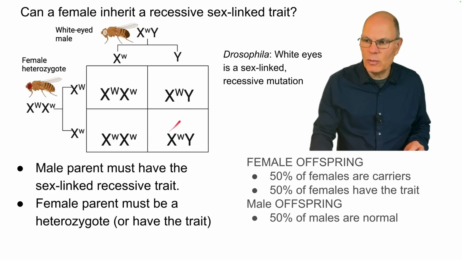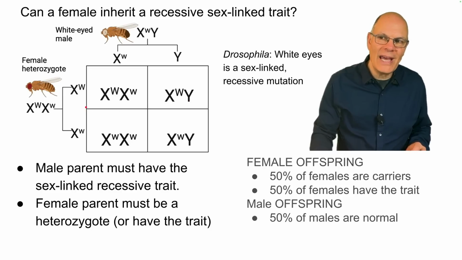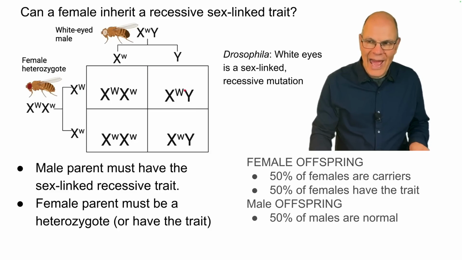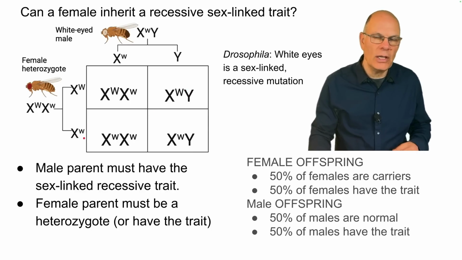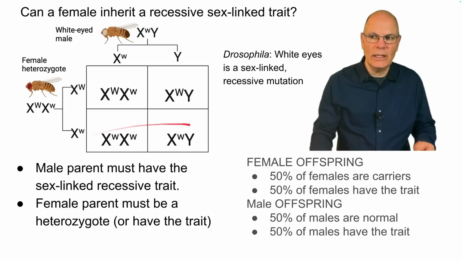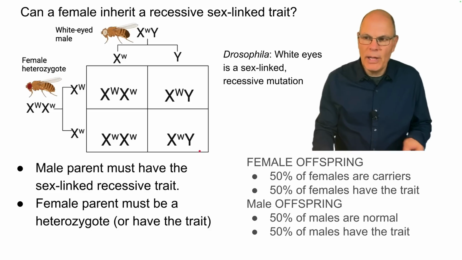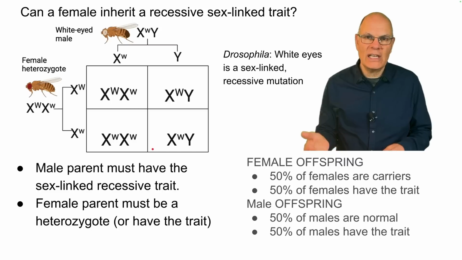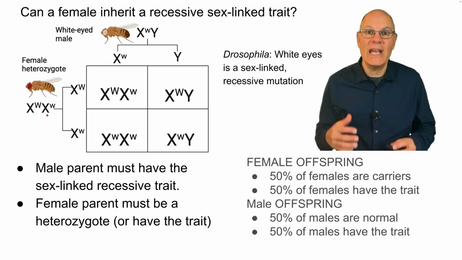Among the male offspring, 50% of the males are normal. Why? Because the mom's a heterozygote. She passes on her normal X chromosome with the red-eyed allele to half of her sons, but there's also the 50% chance that she'll pass on the recessive mutated allele, and that's why this offspring over here will be white-eyed. But the key thing that we were looking for was, how can a female wind up inheriting a recessive sex-linked condition? She can if the dad has the condition and the mom is a heterozygote.